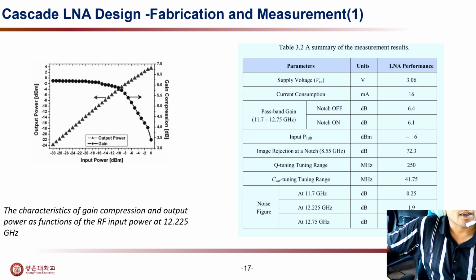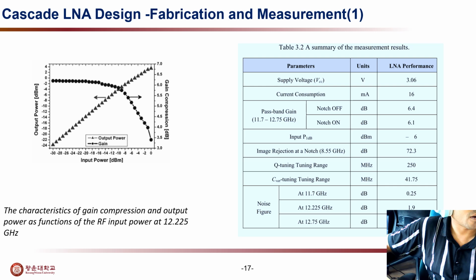In the case of 12.22 gigahertz, the noise figure of the LNA will be 1.9 decibels. This figure also shows the characteristics of gain compression and output power as a function of RF input power at a specific frequency, 12.22. At a specific frequency we can see the output power and input power variation, and along with that we can also measure the gain compression together, simultaneously, from the figure.